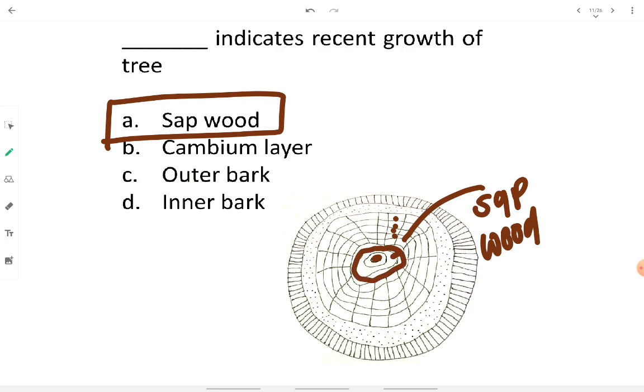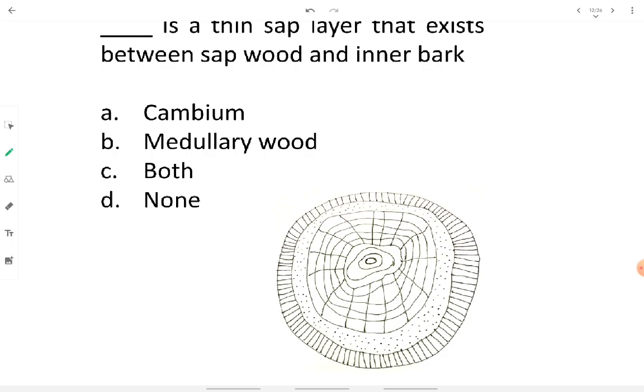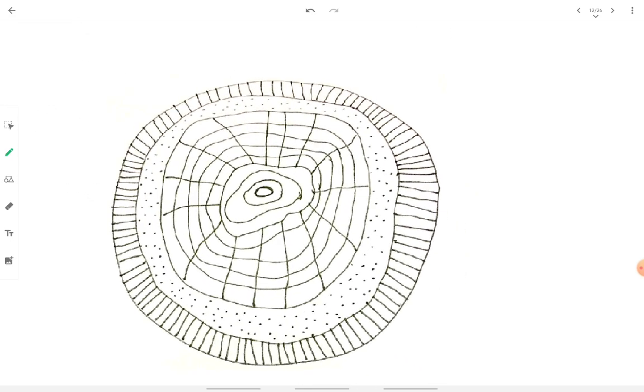Okay, with this let's go to the next question. Fill in the blank: is a thin sap layer that exists between sapwood and inner bark. Now let's see where inner bark and sapwood are, then in between that let's find the specific layer the question is talking about. See, this is what? Sapwood. This layer is what? Sapwood. And this is what? Bark of the tree. Or let's say this specific layer is inner bark.